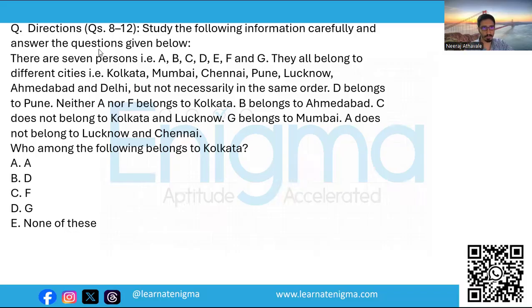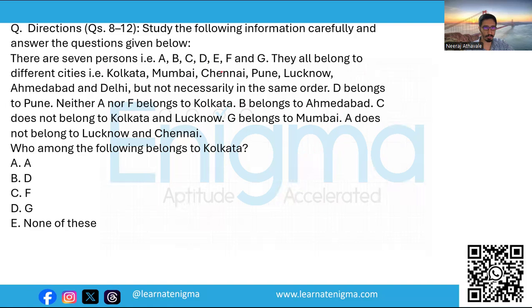Directions for the next few questions. The data is there are 7 persons A, B, C, D, E, F, G. They all belong to different cities. So basically, we have to match every person to their respective cities. We can easily do it by a tick and cross method.